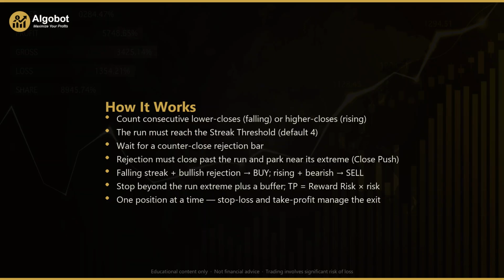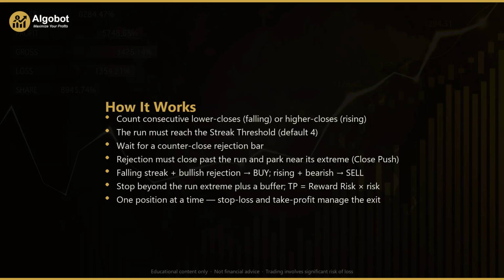That count is compared against the streak threshold parameter, which defaults to 4. So by default, the market must have closed lower at least 4 times in a row, or higher at least 4 times in a row, before anything can happen. Counting the run is only half the picture. The strategy then examines the most recently closed candle, which it treats as the rejection bar.